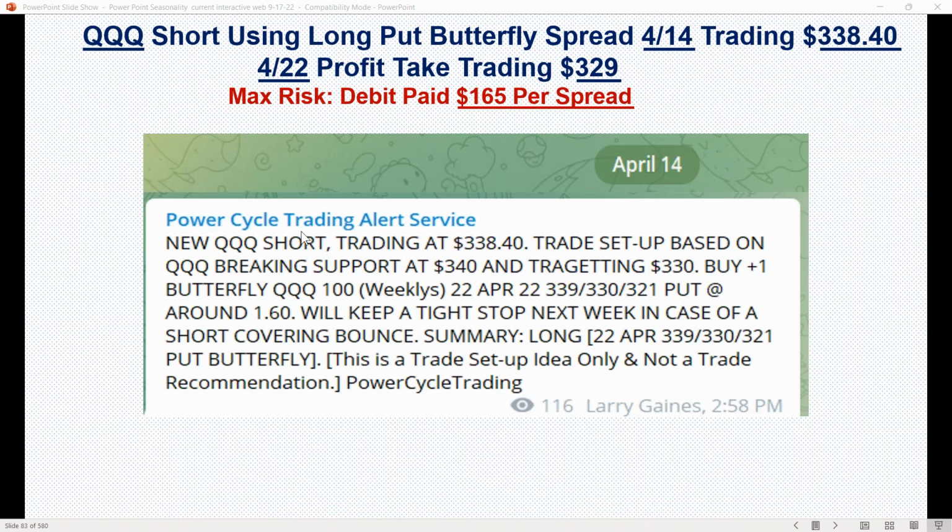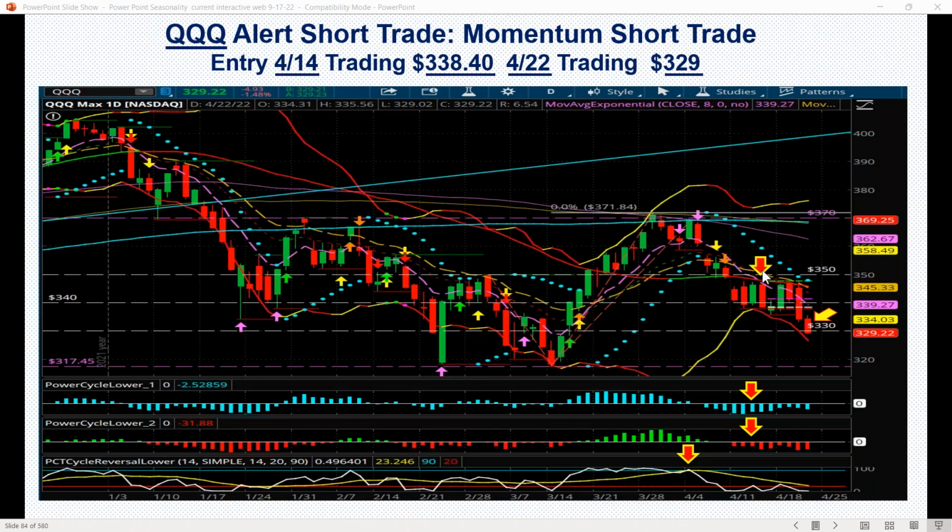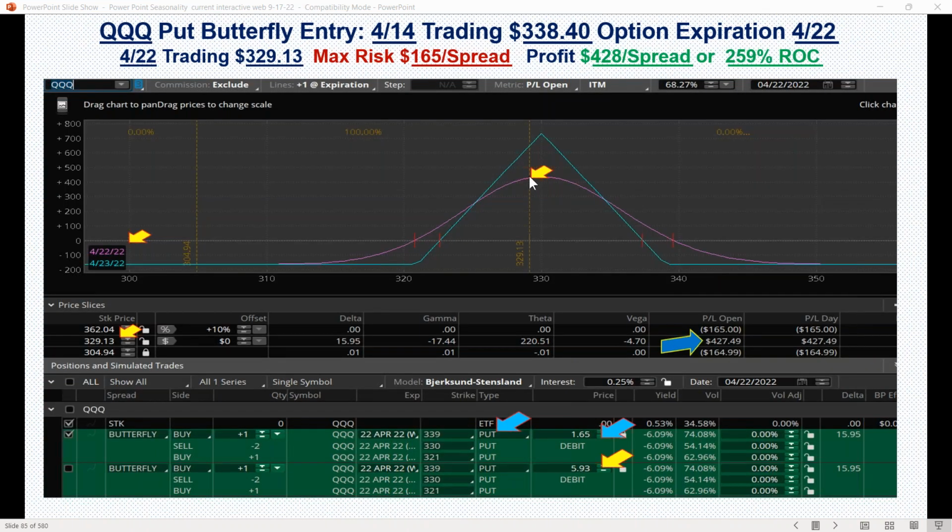And here's another one. We did a long put butterfly on QQQ. And so this one was a short trade right here, sent out the alert to do the trade, got in and out. So the butterfly was here, set up at $1.65, out at 5.93. This was up over 4.00, so 259% return. So a couple examples there.